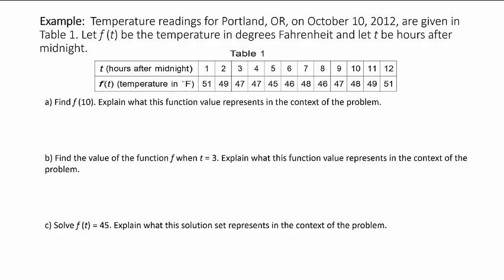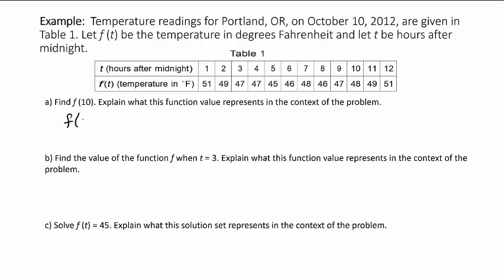In this video, we have an example of a function which is represented numerically. So this table gives the temperature readings for Portland, Oregon on October 10th, 2012. And let f of t be the temperature in degrees Fahrenheit and let t be hours after midnight. The first task that we're given is to find f of 10 and explain what this function value represents in the context of the problem.